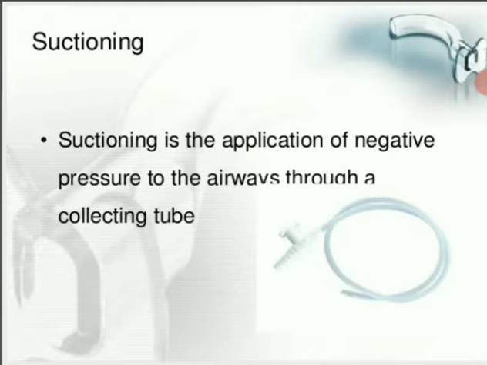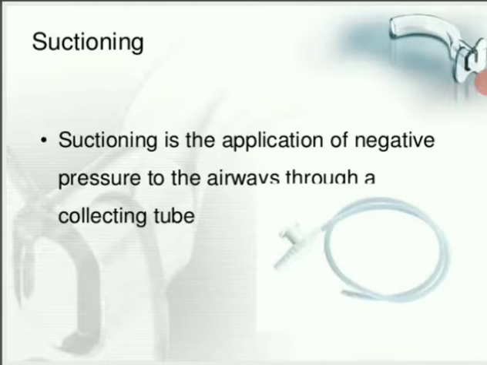And after that, oropharyngeal and nasopharyngeal suctioning. The oropharynx extends behind the mouth from the soft palate to above the level of the hyoid bone and contains the tonsils. The nasopharynx is located behind the nose and extends to the level of the soft palate.